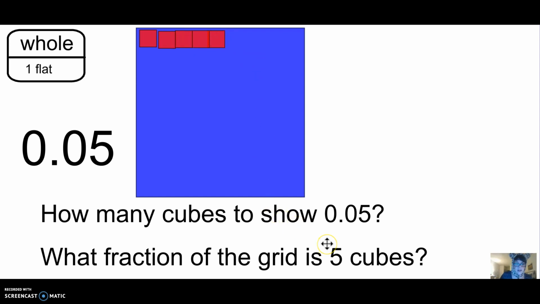What fraction of the grid is 5 cubes? Well, it's 5/100ths. Written as a fraction, written as a decimal.